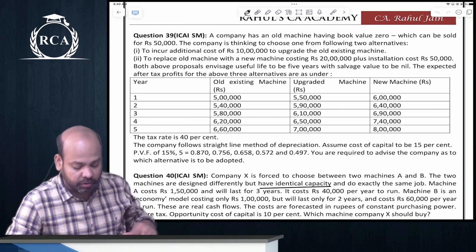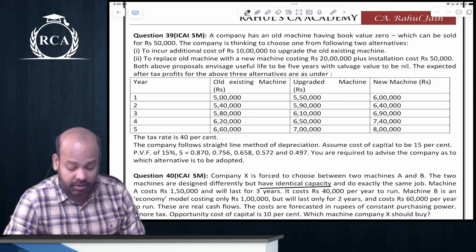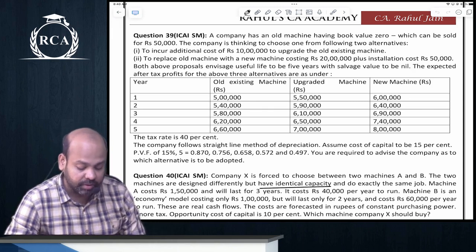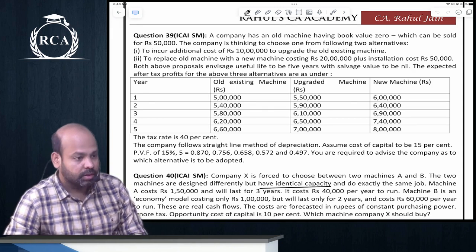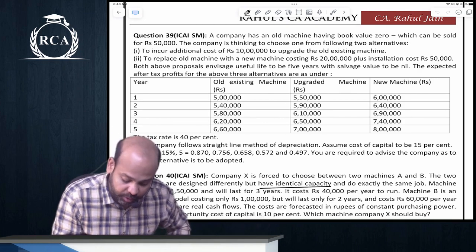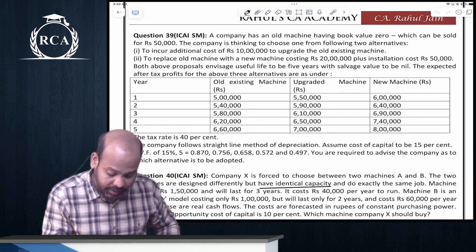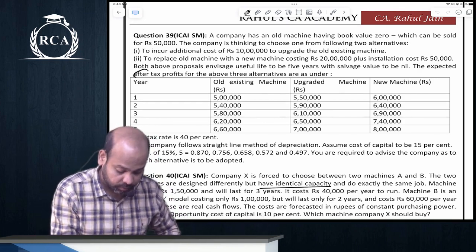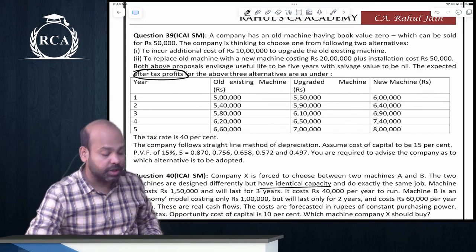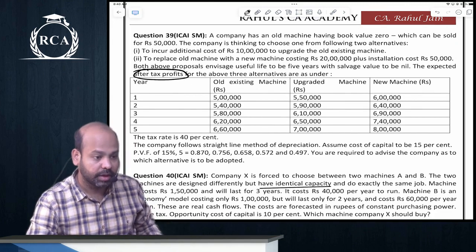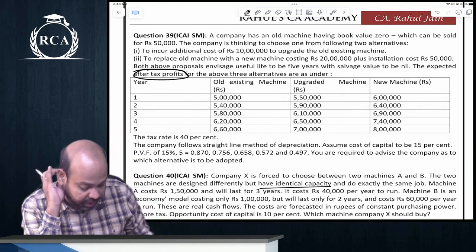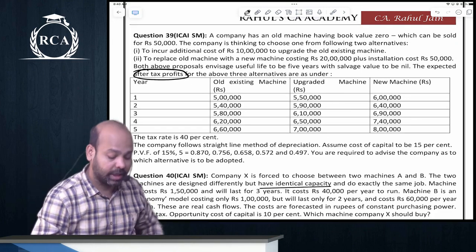Both the above proposals envisage useful life to be 5 years with the salvage value to be 0. The expected after-tax profits for the above three alternatives are as under. These are after-tax profits, pay attention to that beta. When you say after-tax profits, guys, you just have to add back depreciation to this and you will get your cash flows. Yes or no? You just have to add back depreciation, and that will give us the total amount of cash flow.